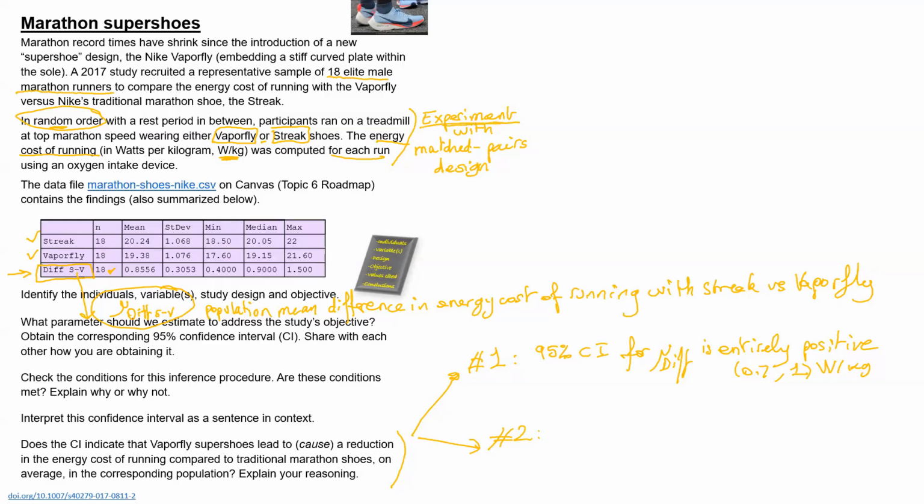The choice was taken away from them. And instead, random order was used to determine when they were going to run with each type of shoe. So because there's no other reason for it, the only logical explanation for this difference in energy costs of running on average is that at some point they were wearing the Vaporfly, at the other point they were wearing the Streak.